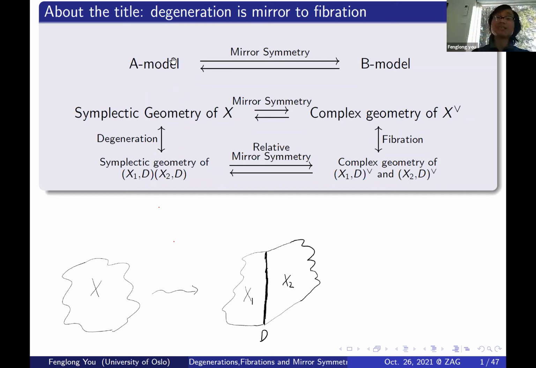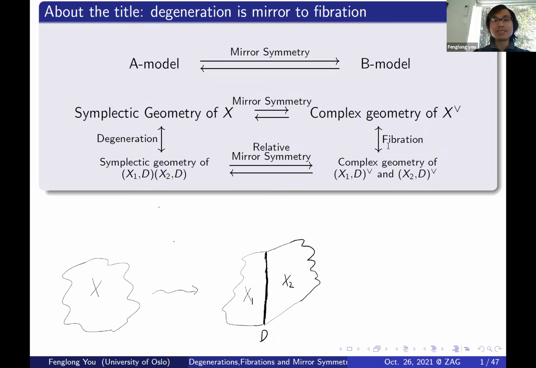Under this principle, for example, if we have a variety X, let's say global, and it degenerates into two pieces, on one side we can study the symplectic geometry of X and see how this changes under degeneration, and how that is related to the symplectic geometry of the two pairs, X1 D and X2 D. On the other side, we can study the complex geometry of the mirror and its relation with the complex geometry of the mirrors of the two pairs under these vibration structures.